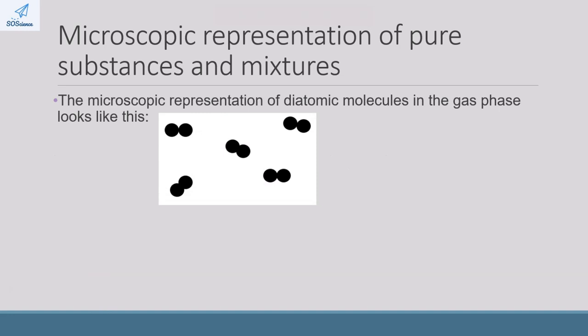So the microscopic representation of a diatomic molecule in the gas phase looks like this. Now, because this is a diatomic molecule in the gas phase, there are big spaces between the molecules, and each molecule is represented as a diatomic molecule, so it's 2 atoms of the same type that are chemically bonded.